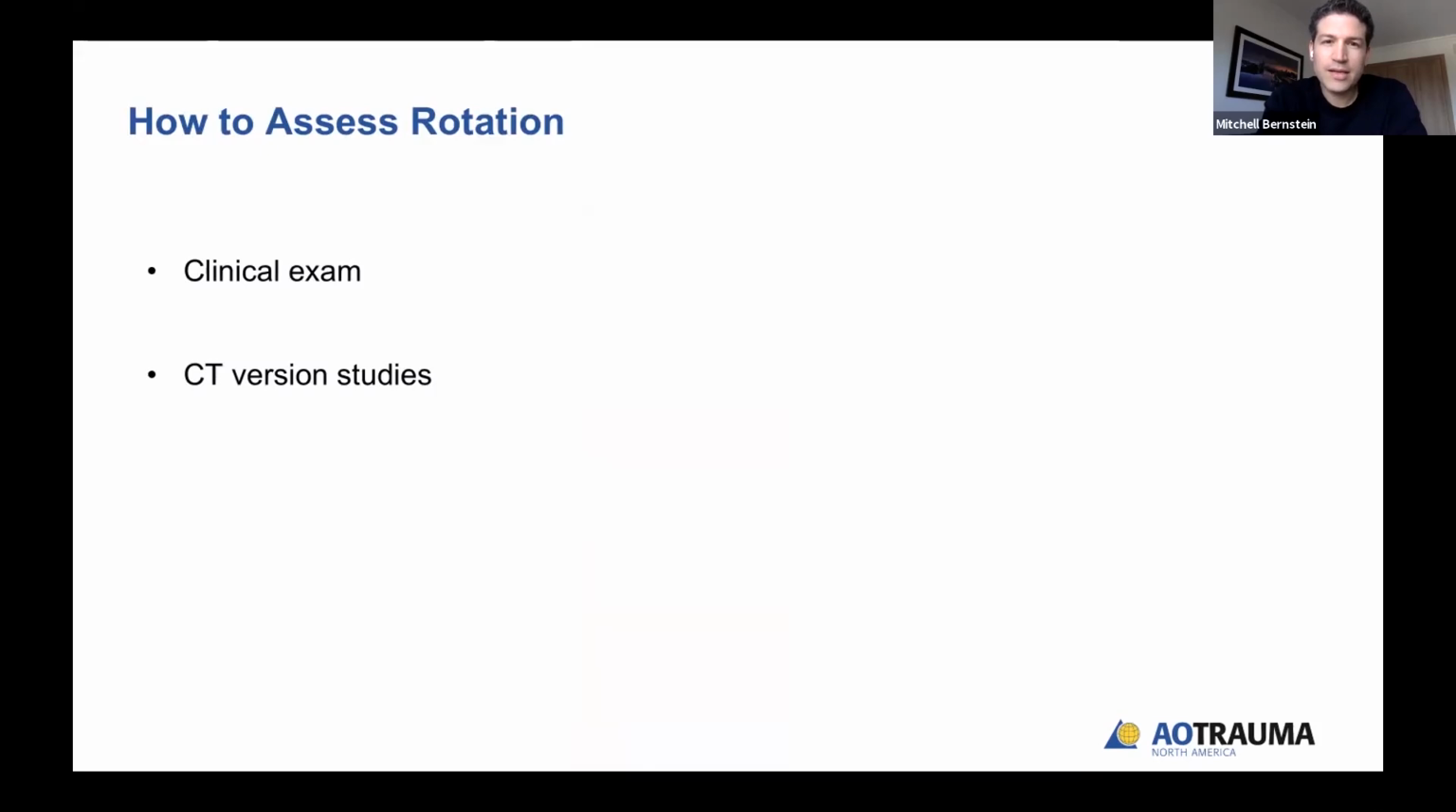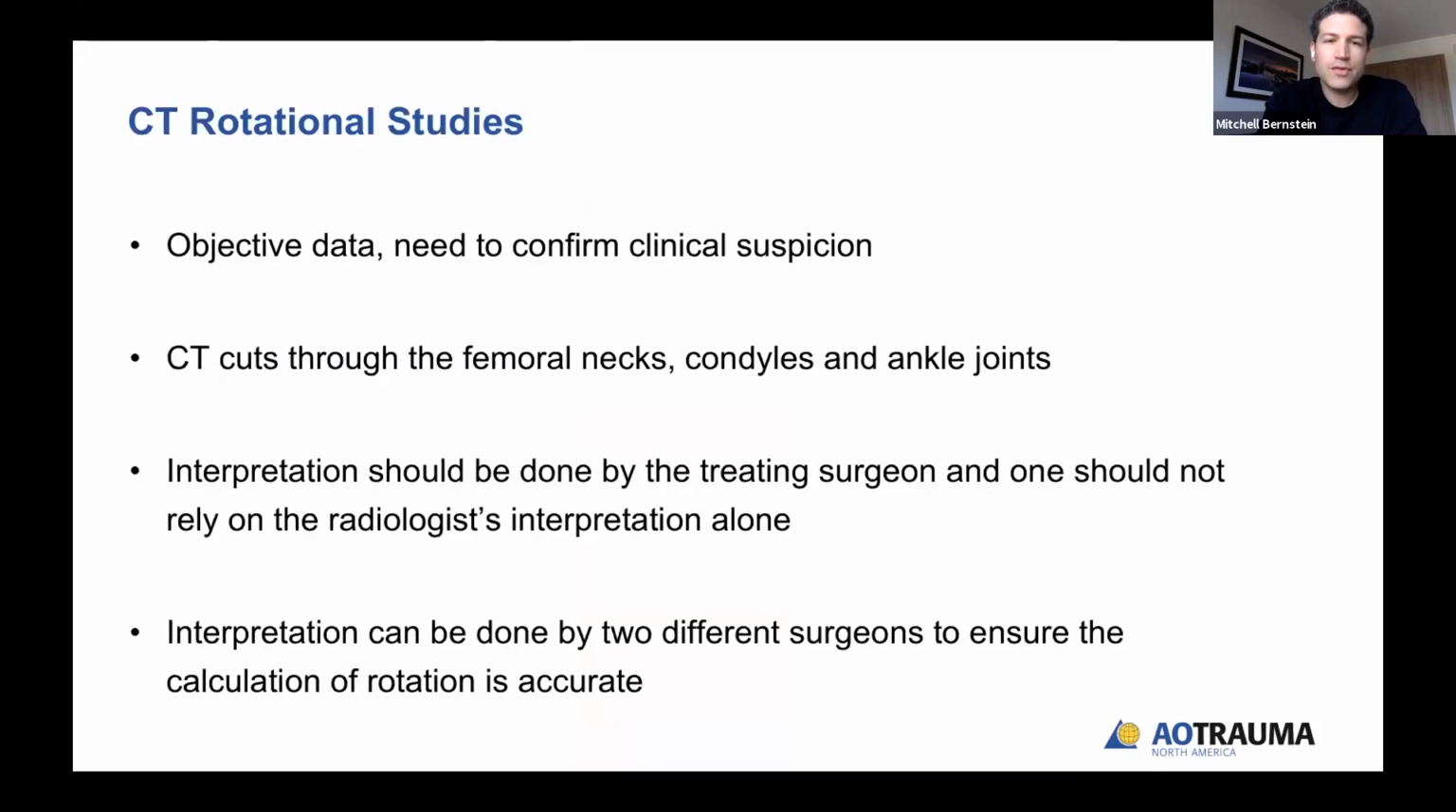So how do you assess rotation? We talked about that already. That's the prone exam with the femur and the tibia, and then CT version studies are also important. So I get CT rotation studies to confirm a clinical suspicion. For post-trauma reconstruction, if you want to get a baseline of what the other side should be and how much you need to correct. And we do CT cuts through the femoral neck, the femoral condyles, and the proximal tibia and the ankle joints.